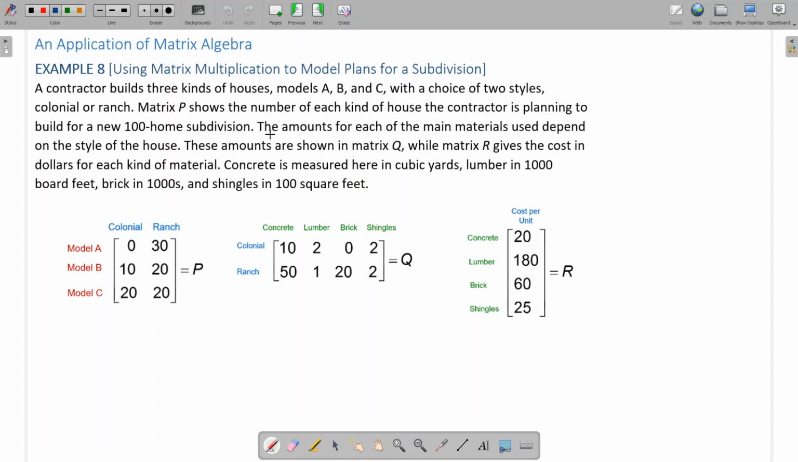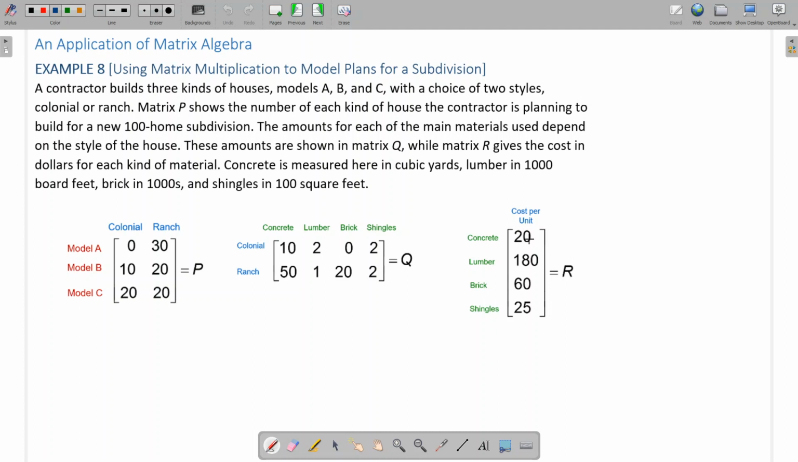Okay, so it says the amounts for each main materials used depend on the style of the house. These amounts are shown in matrix Q. So matrix Q is here. So it's saying for a colonial style, there are going to be 10 units of concrete, 2 units of lumber, 0 of bricks, 2 shingles. And same thing for the ranch style. So it's just an array recording all of the different amounts of materials in each one. And then matrix R gives the cost in dollars for each kind of material.